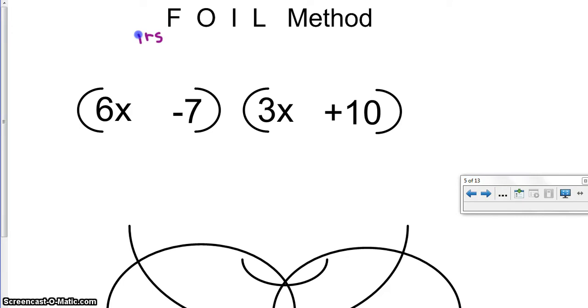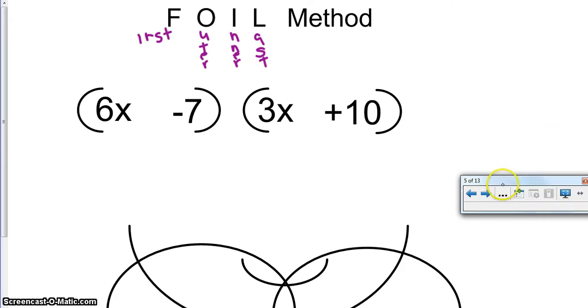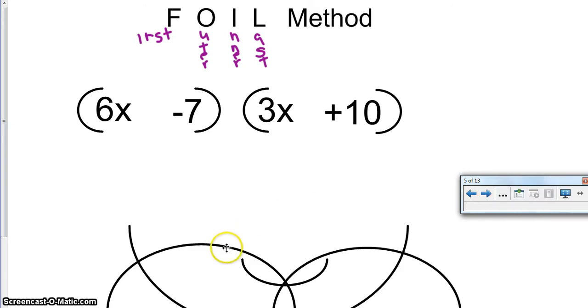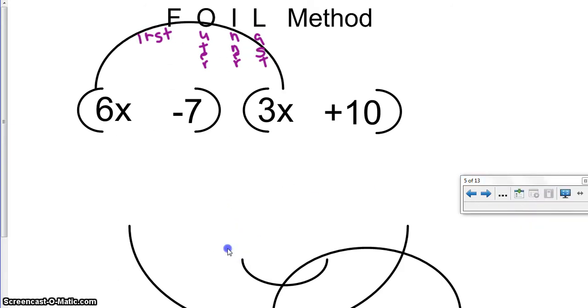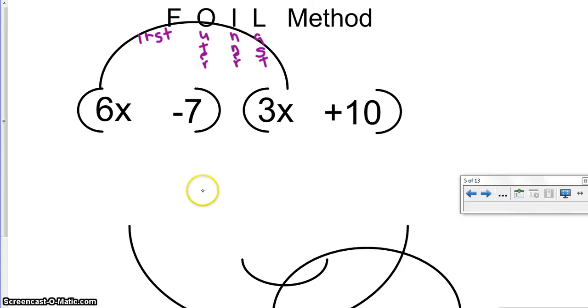This is first, outer, inner, and last. So, what are you talking about, Mrs. Rose? Well, it's real simple. The first step that you do is to multiply your first terms together. Well, 6x times 3x, of course, is 18x squared.